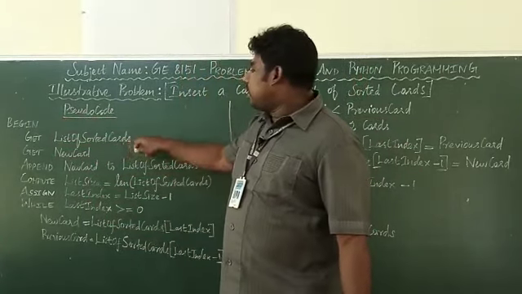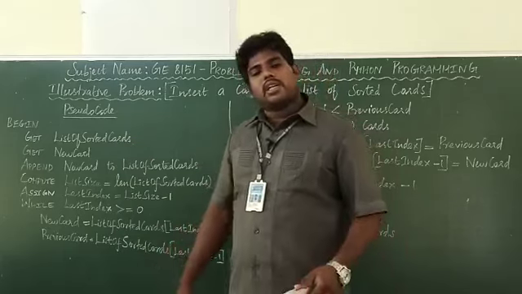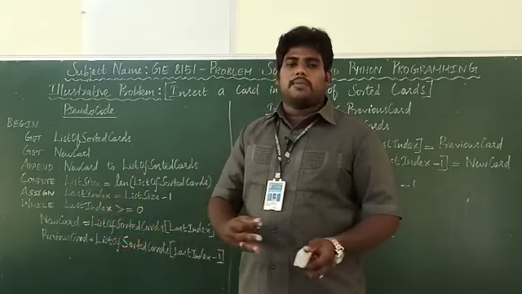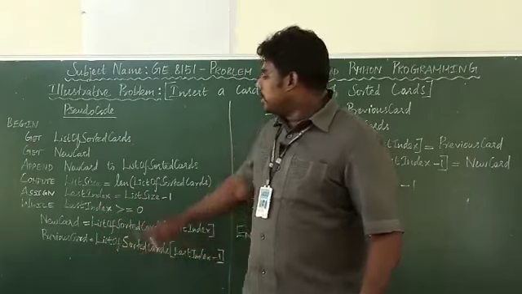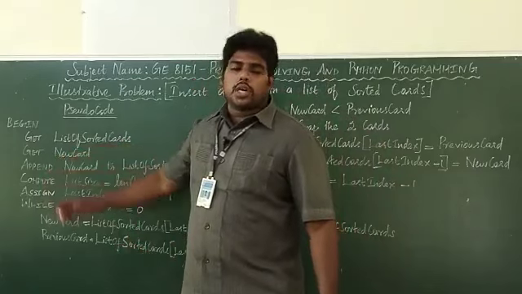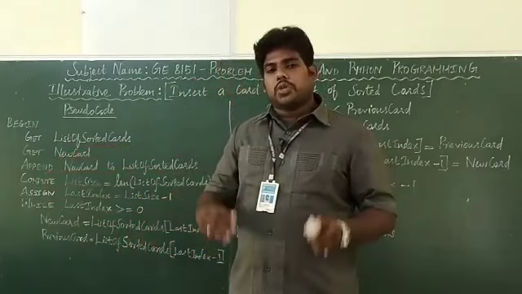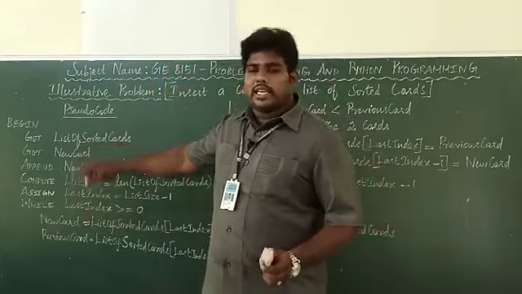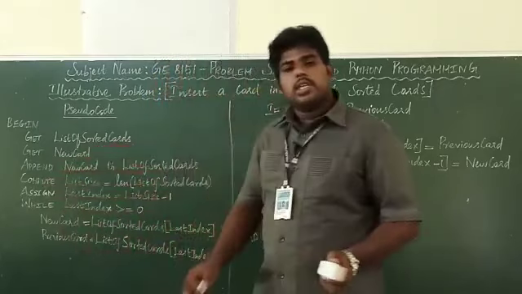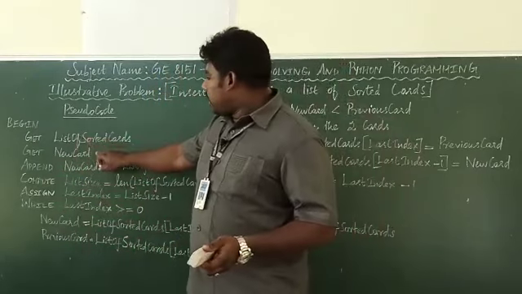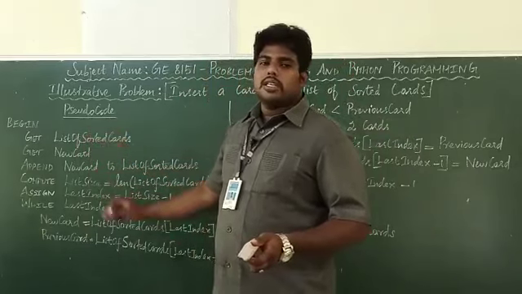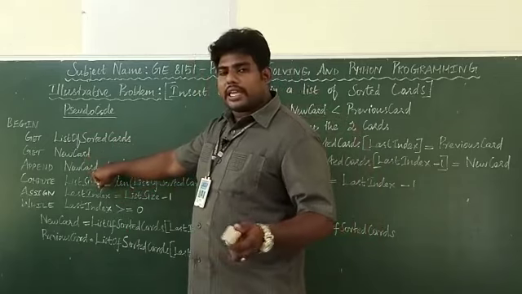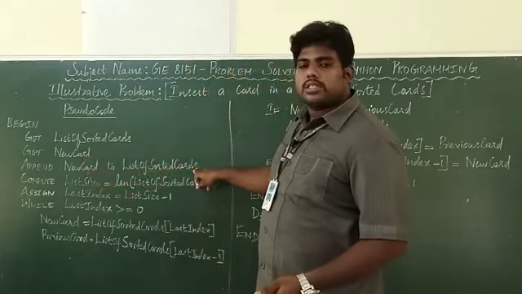After that, get list of sorted cards. Get list of sorted cards means you are getting the list of elements. You are creating the list from the user, for example, 1 to 5 or 1 to 10. Then get the input as new card. What element or what card you are going to insert, that input you are getting here. Then append. Append means you are going to add the particular new card at the end of the list. So you are adding the new card, what you get as input, at the end of the list of sorted cards.